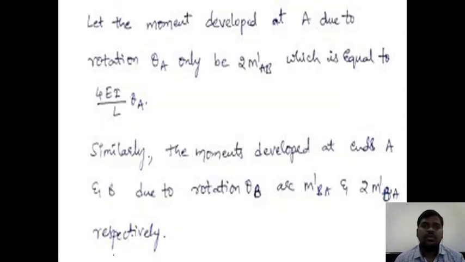So let the moment developed at A due to rotation be 2M dash AB, which is equal to 4EI by L theta A. Similarly, due to B we have M bar BA and also 2 times M bar BA. The same thing we are writing for joint B.